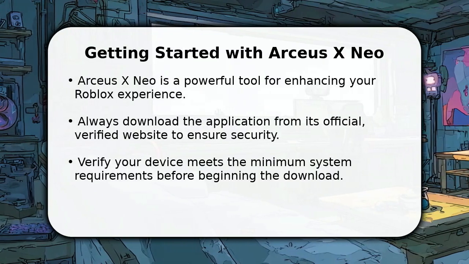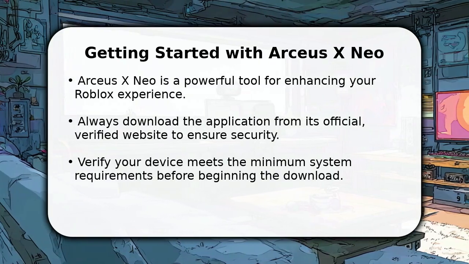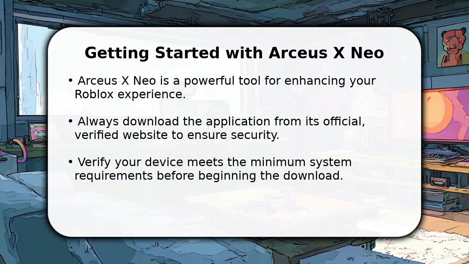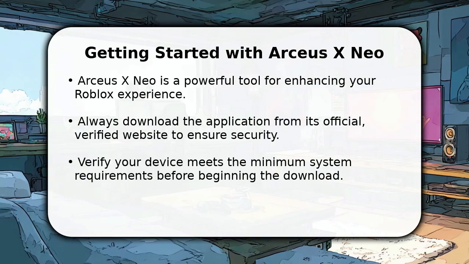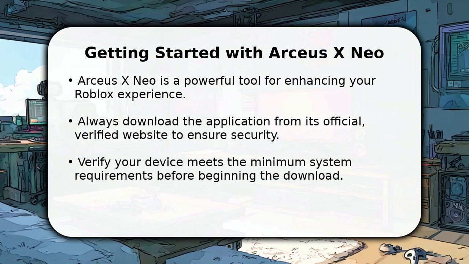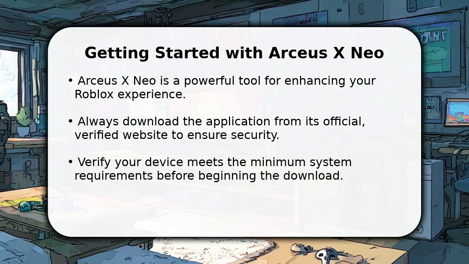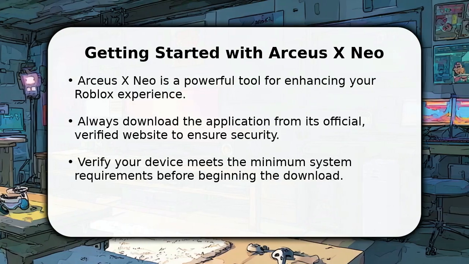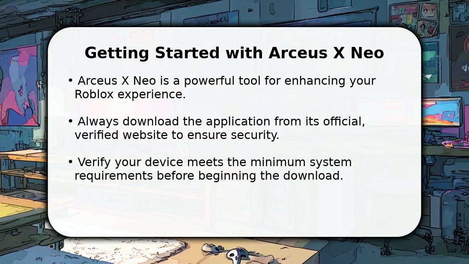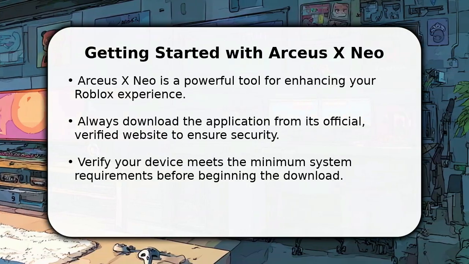In this video, I will explain how to use Roblox Arceus X Neo. First, visit the official Arceus X Neo website using your preferred web browser. Navigate to the Download section, usually prominent on the home page. Click the Download button for the latest version available. Make sure to choose the correct file for your operating system to prevent compatibility issues. This initial step is crucial for a smooth setup process.